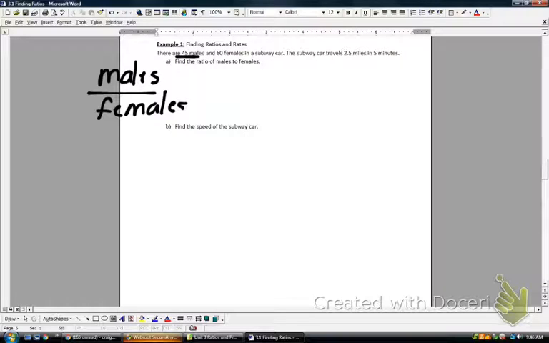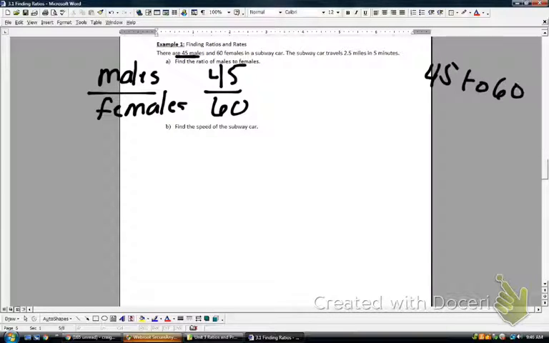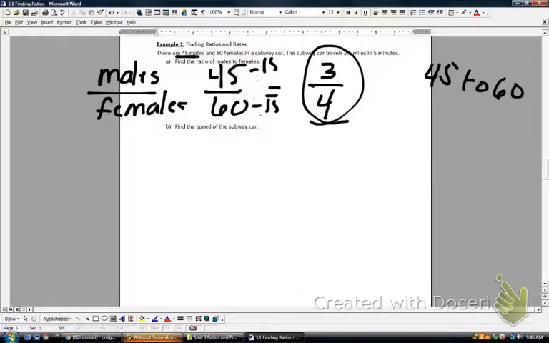So I look at my problem, there's 45 males, and there are 60 females. So there's what my ratio would look like, 45 males to 60 females. And if you want to write it as 45 to 60, that's fine too. I don't care how you write it. I usually write mine so that it looks like fractions because that's easier for me to simplify. 45 to 60 simplifies. I know that I can divide 45 by 15 and I can divide 60 by 15. And so when I simplify that, I have 3 males to 4 females. So this would be my answer.